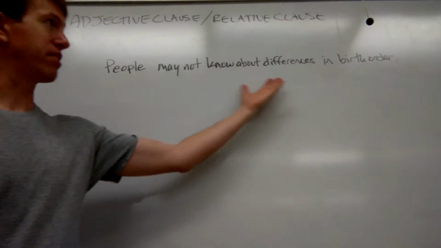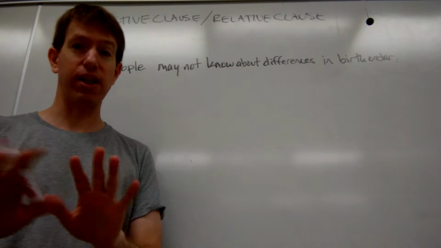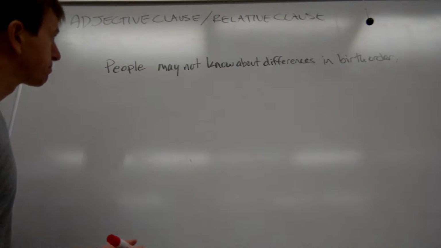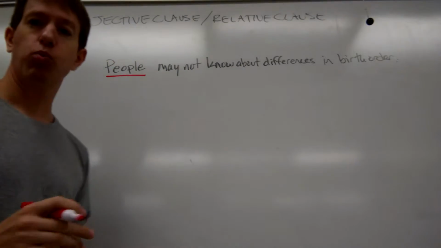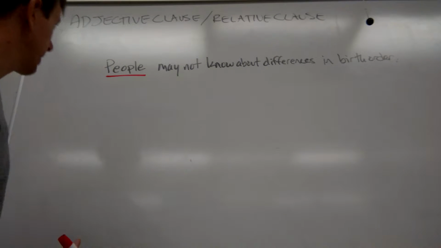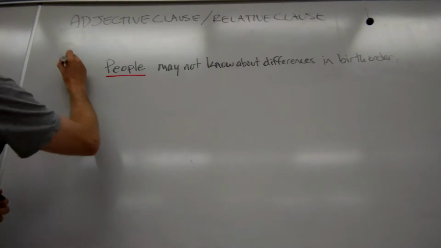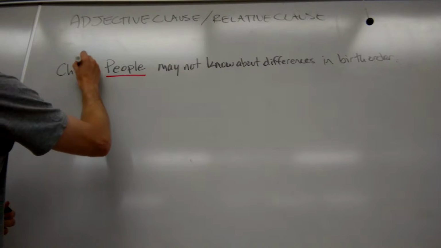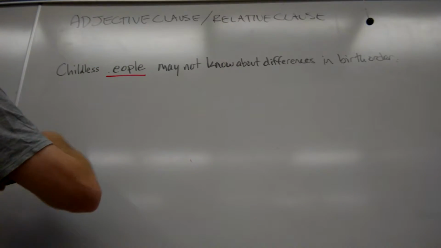People may not know about differences in birth order. There's no relative clauses here yet. If we want to describe people, which kind of people are we talking about? Maybe we're talking about all people, but maybe we're just talking about childless people. So if I say, childless people may not know about differences in birth order.